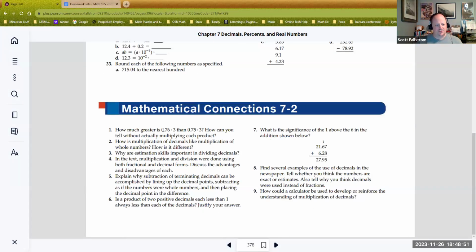How much greater is 0.76 times 3 than 0.75 times 3? How can you tell without multiplying each product? The idea here is to remember your good friend, the distributive property.